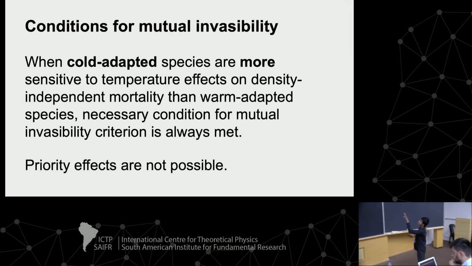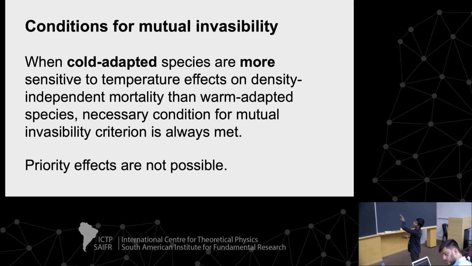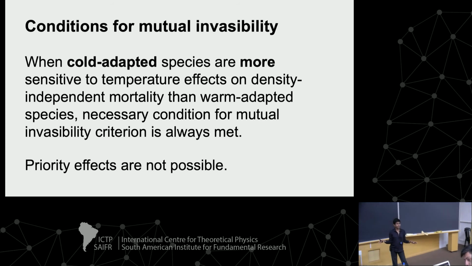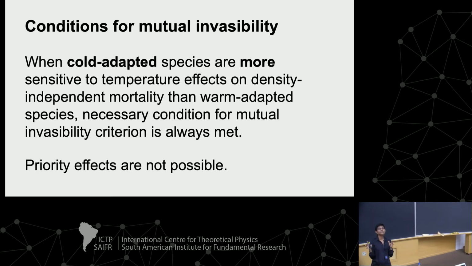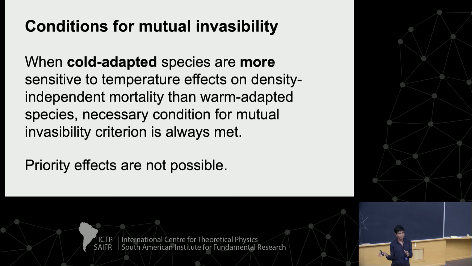And if it's more sensitive to temperature than a warm adapted species, the necessary condition is always going to be met. The necessary condition will always be met. And that means if this trade-off operates, if there is something like a fecundity or consumption mortality trade-off, priority effects are not going to be possible. So that's a powerful result because you can actually test that in the field, and I'll show you an example.